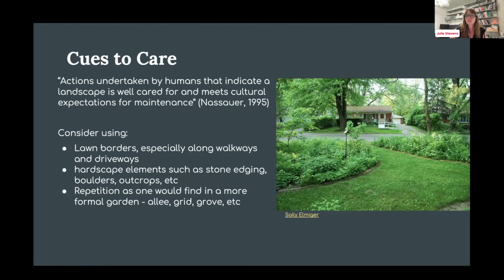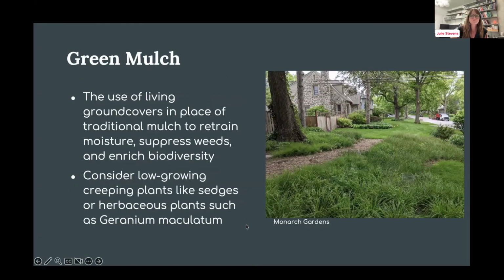Not all native plants stay exactly where we want them to be, but many do. So green mulch, let's talk about that for a second. This is a project done by Monarch Gardens. Many of you are probably familiar with their work. They're over in the Omaha area.